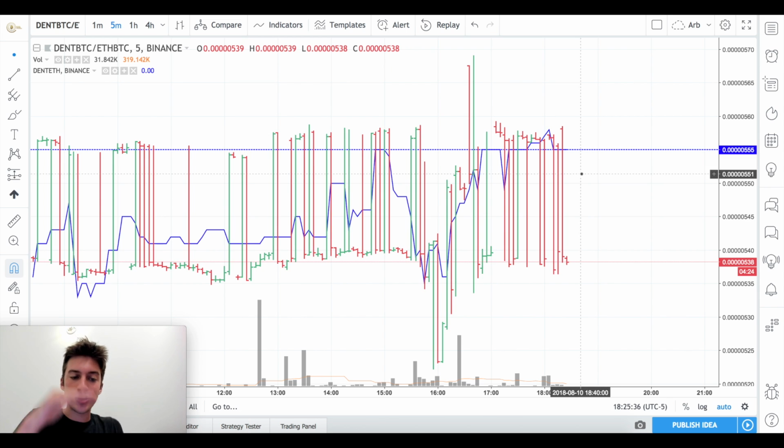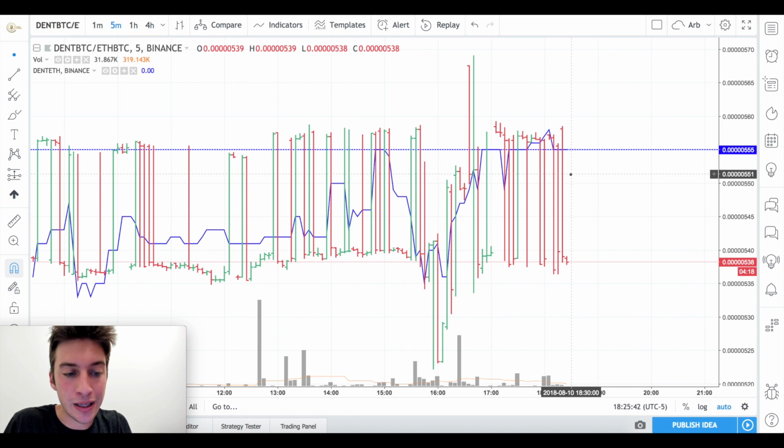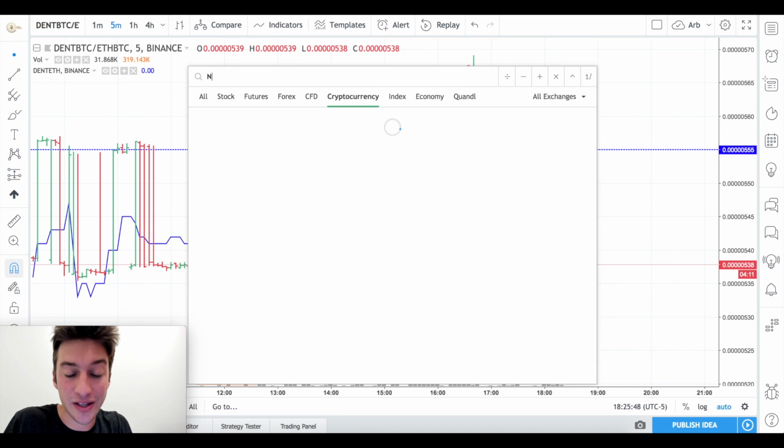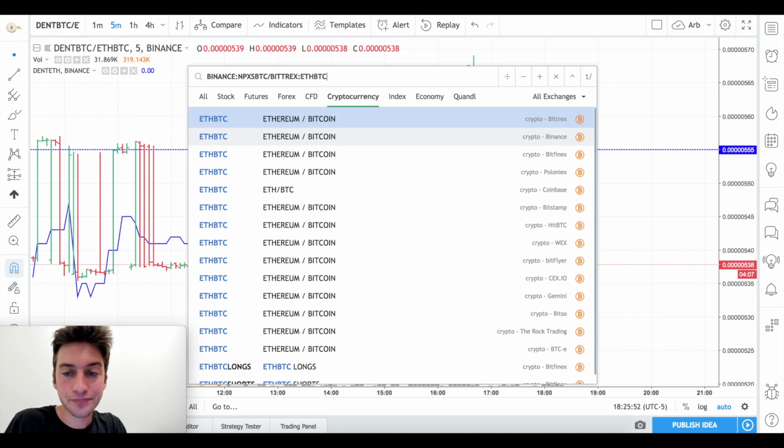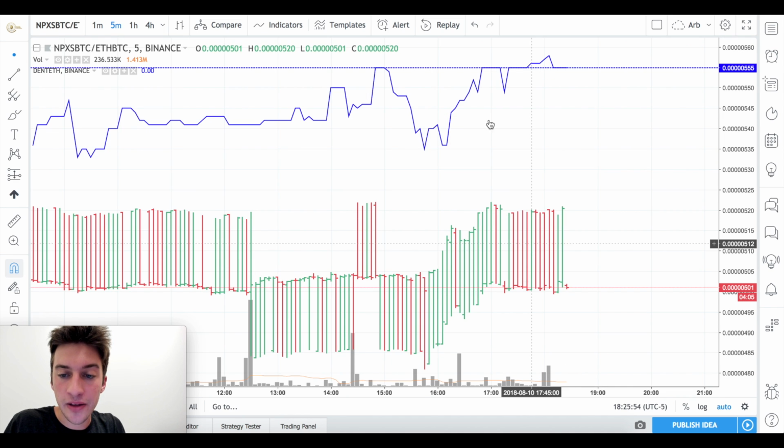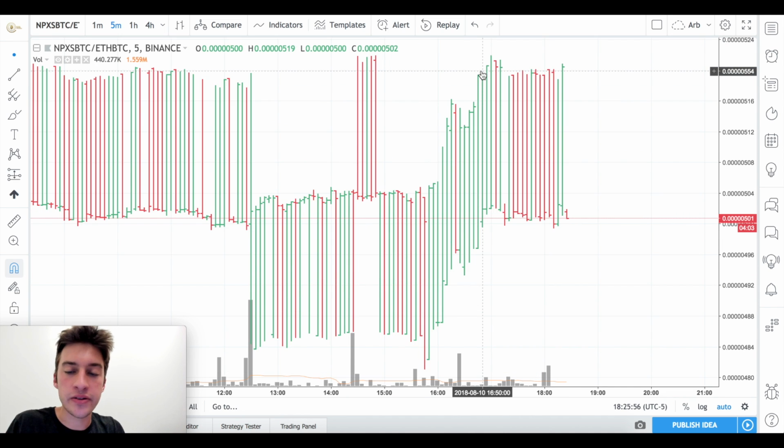I know that between the parity range, Dent ETH is going to be at the upper side of that parity range, and I could do this for any coin. Let's just do MPXS, another one of the more stable kind of coins, divided by FBTC to get a parity range. Let's delete Dent.